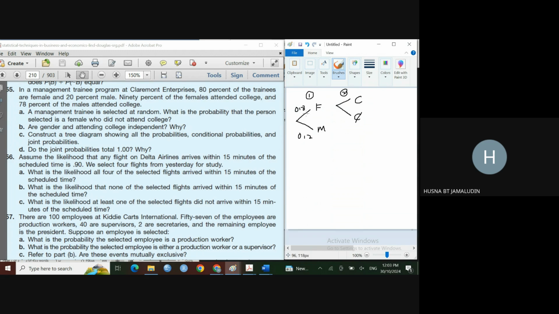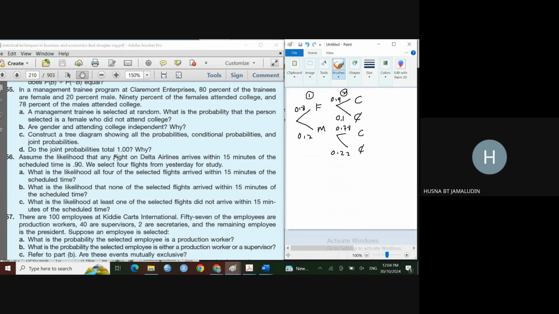So attending college for female, what is the percentage? 90% attended college. So 0.9. How about those who didn't attend college? What is the percentage? 0.1. Thank you. How about the males now? This is attend college. This is not attending college. So for the male, it says 78%. So 0.78. How about those who didn't attend college? 0.22. Thank you. Now, once you have drawn the tree diagram, it's easy to answer the question.